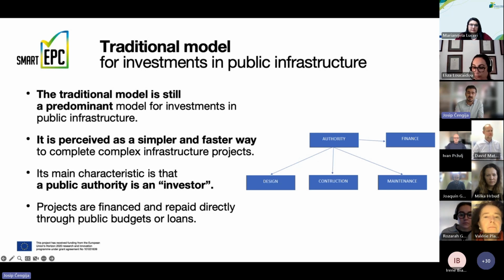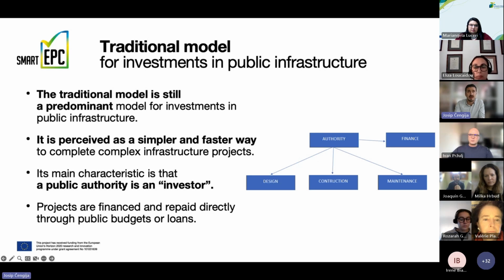The main characteristic of the traditional model is that a public authority or a client is acting in the role of investor. And it finances all of the project expenses either through budget or through loans. So it finances them through bank loans or through its own public budget.